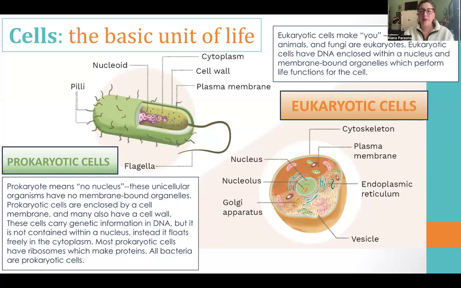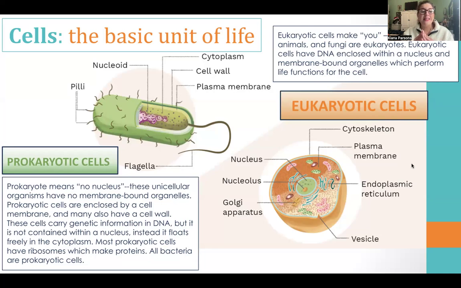So cells are the basic unit of life, and they come in two varieties. Much more frequently do we interact with eukaryotic cells, which include plant and animal cells, but also there are prokaryotic cells. So prokaryote means no nucleus. And these unicellular organisms have no membrane-bound organelles. So that means no mitochondria, no endoplasmic reticulum, no Golgi body, no nucleus, no membrane-bound organelles at all.